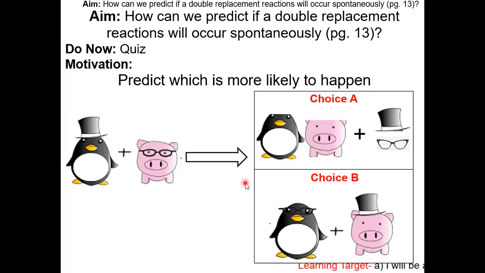One of them is correct in a double replacement reaction. Which is it, choice A or choice B? As you must guess, choice B is the better answer. So keep this analogy in mind as we talk about the double replacement reaction in this lesson.